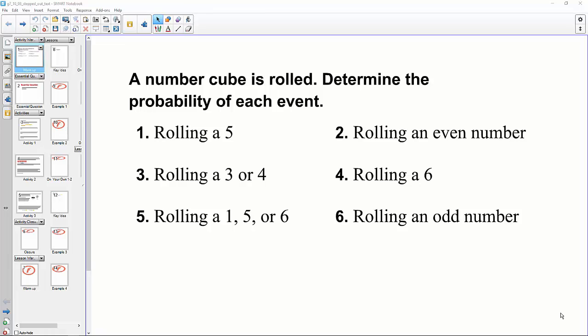Alright, so this video will focus on 10.3, and we're going to continue on with probability. We're going to talk today about experimental versus theoretical probability. It says that a number cube is rolled, determine the probability of each event.